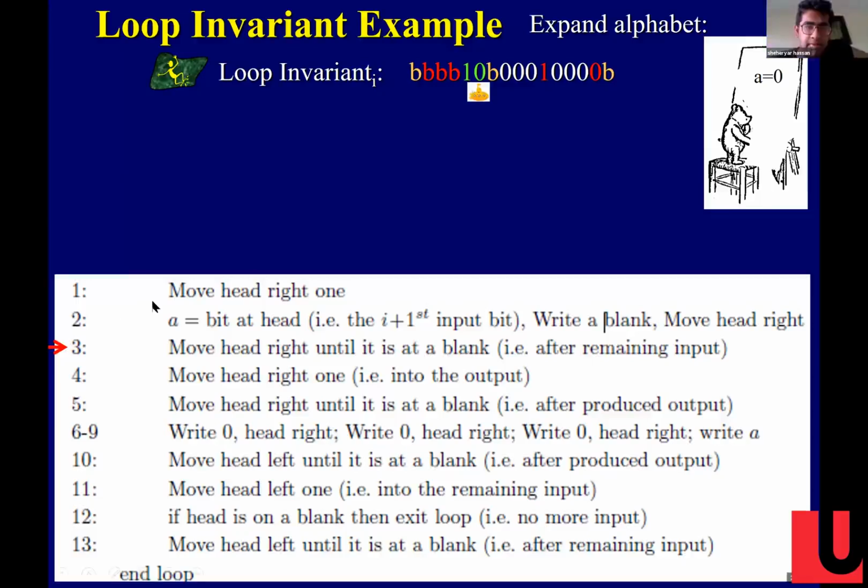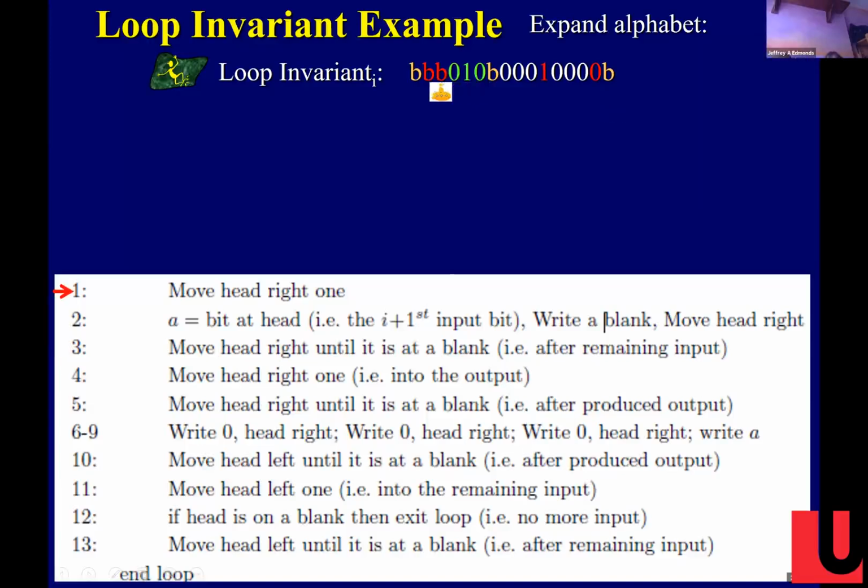What about line 2, the bit at head? Yeah. So let's go through here. I'm on line 1, and at line 1 I know the loop invariant is true. So I have this picture, and if this is my picture, what do I want to do? I want to move the head over. So there, I moved the head over. Really, I should be on line 2 now. I didn't, so that's a mistake. So now we're on line 2.